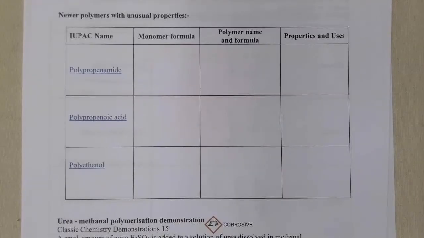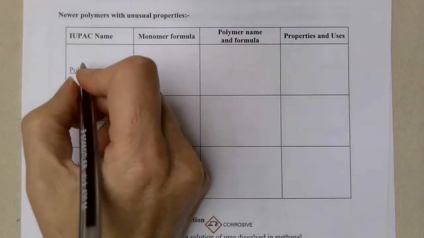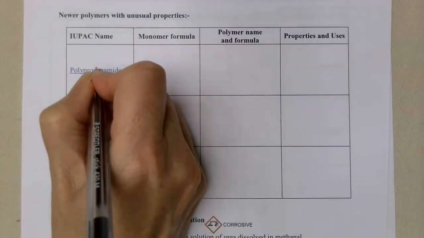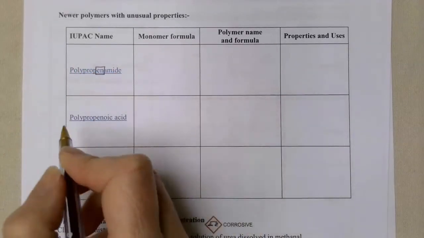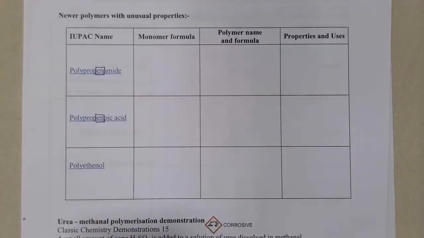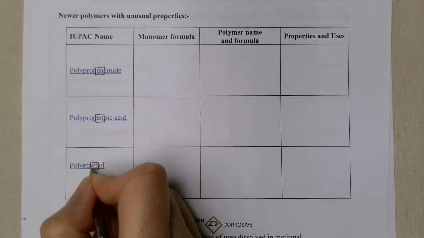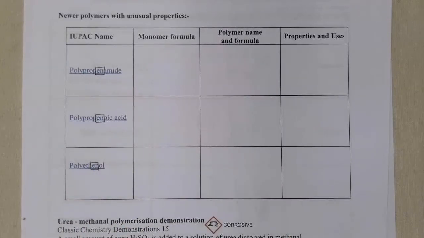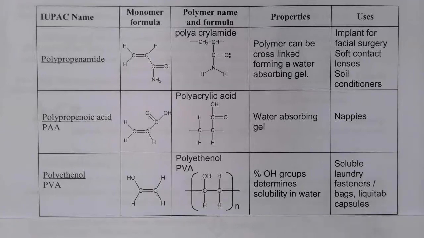So the last type of polymers that you need to be aware of is addition polymers, and these are polymers which contain a carbon-carbon double bond, and you will add across the carbon-carbon double bond. So you need to look out for the ene part of the name. So this is polypropene, polypropenamide, polypropenoic acid, and polyethenol. That tells me that it's got a double bond in it. So there are my 3 examples of addition polymers.